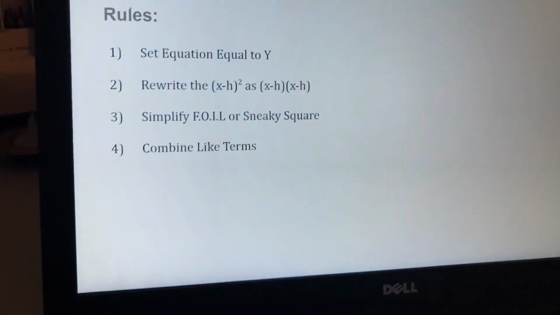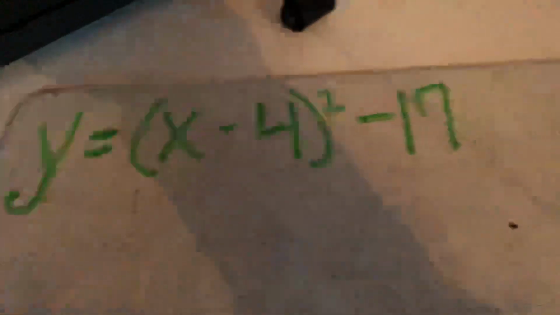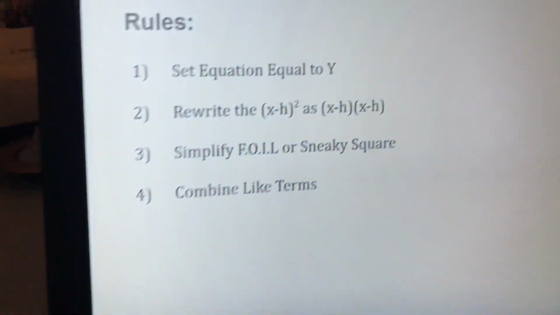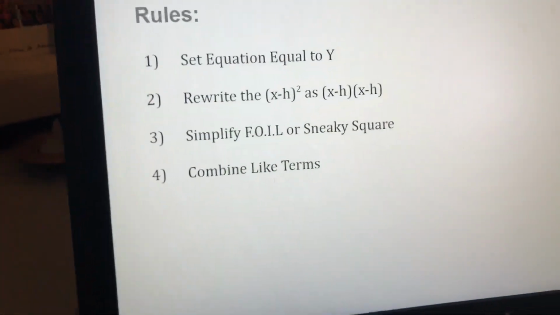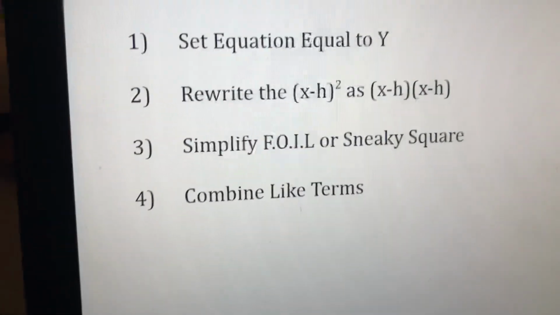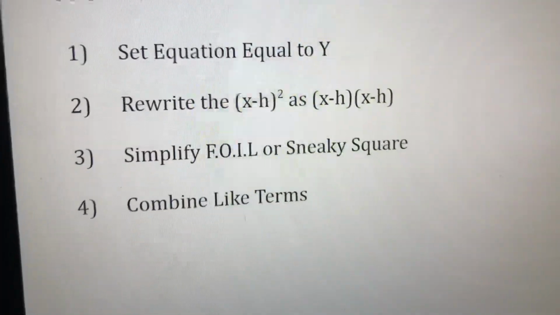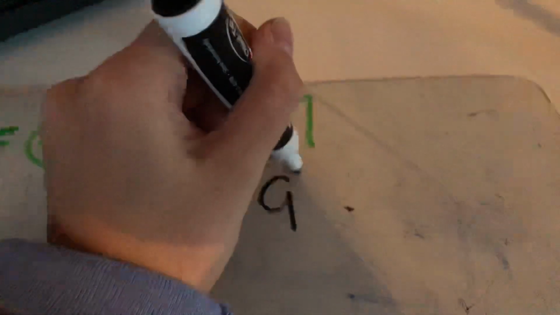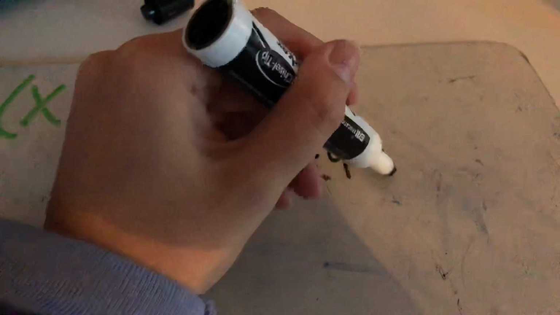There we go. Alright, so the first step that I said was to set the equation equal to y. Oh look, I already did that on accident. That was not intentional. The second step is to write the x minus h squared as x minus h times x minus h. So remember, anything squared, like 9 squared, for example, means the same thing twice, 9 times 9.